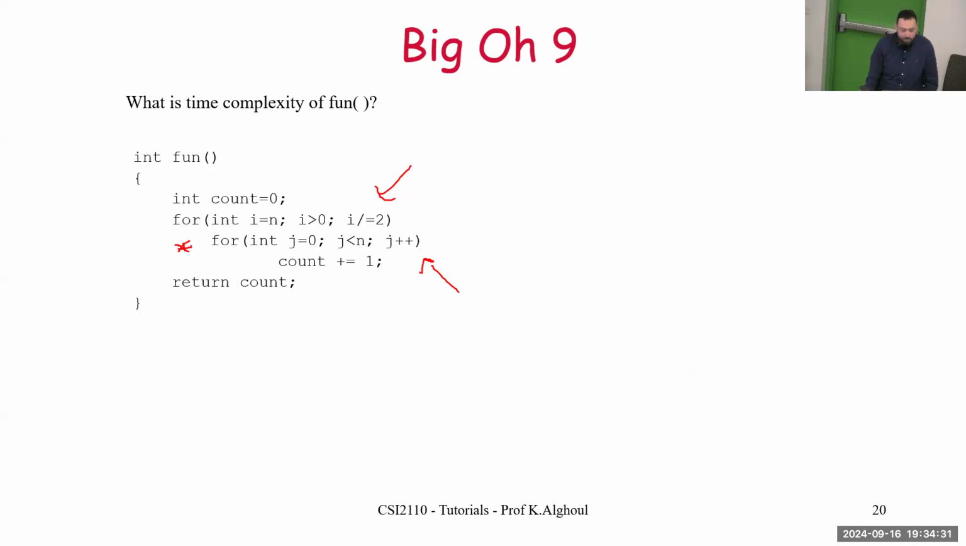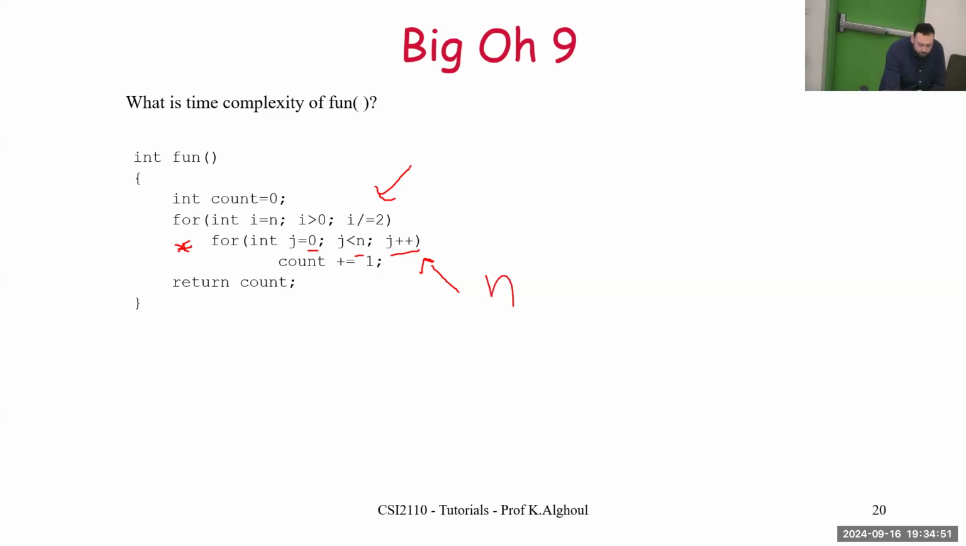So step by step. Let's figure out this one. It's easy. From 0 to n, j plus plus. So it's going to be what? N. Why n? Because I'm going from 0 till n like this: 1, 2, 3, 4. Okay? n.